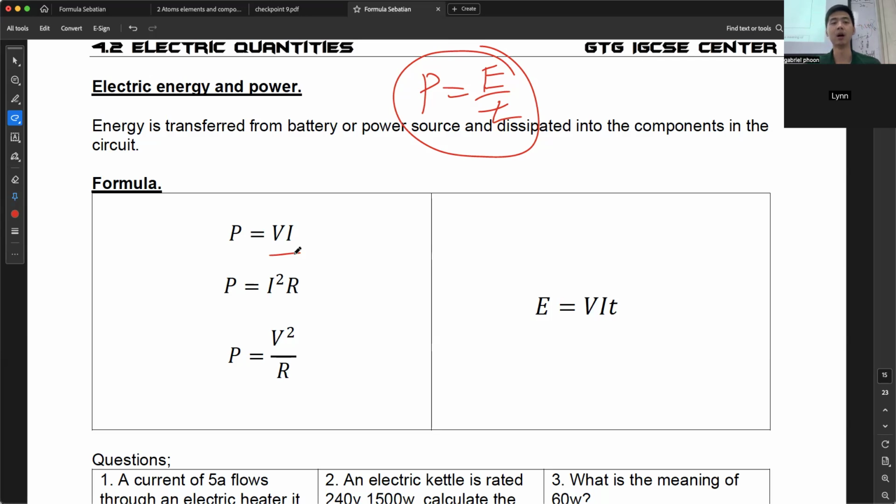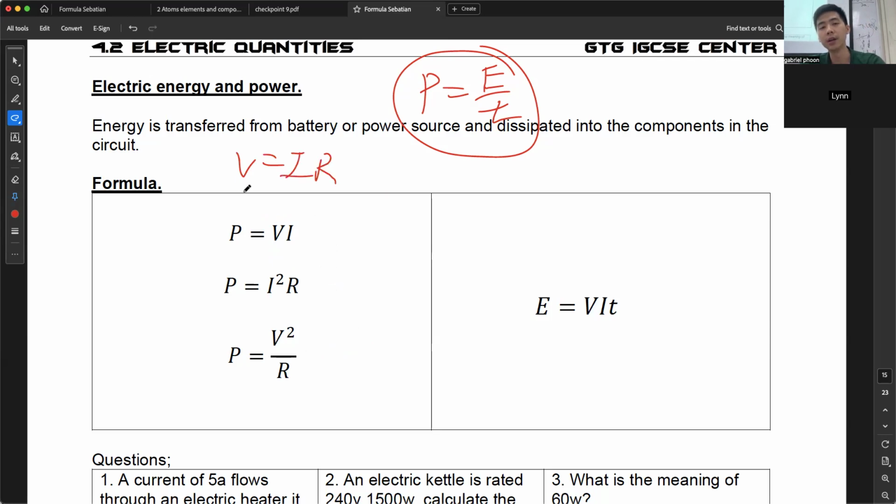Okay, listen up, think about it logically. The only thing that dictates the power of any electrical device is going to be voltage and current. But from here, there are two other formulas that are derived from the Ohm's law formula. Okay, what's Ohm's law formula again?